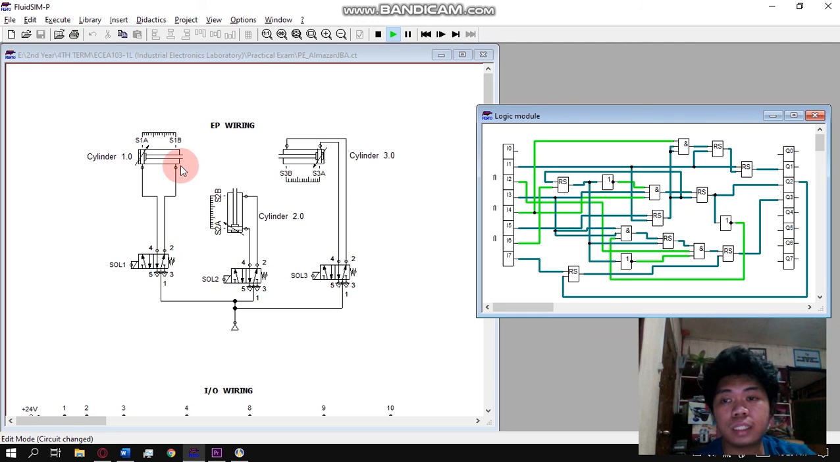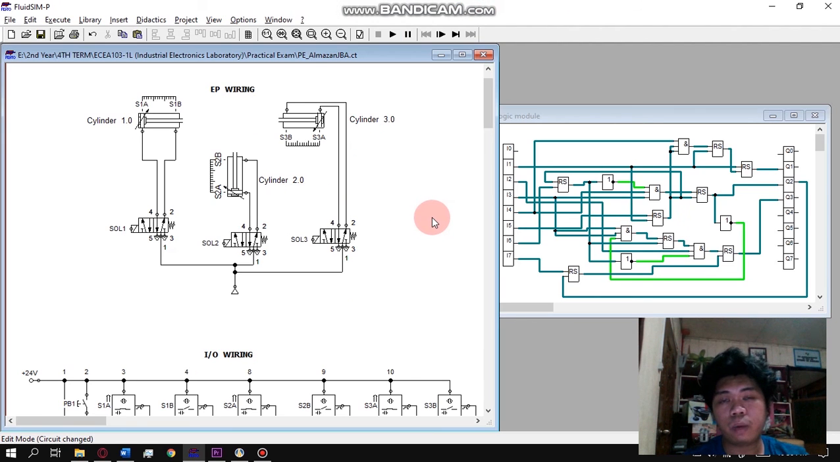As the piston extends, S1B will be triggered, hence S1A will be at logic 0, while S1B will be at logic 1. In that case, it will trigger the second solenoid, which is connected to the second valve, which then extends cylinder 2. The extending of cylinder 2 will affect cylinder 3 immediately after the extending and retracting of cylinder 2. It can be illustrated by running the program.